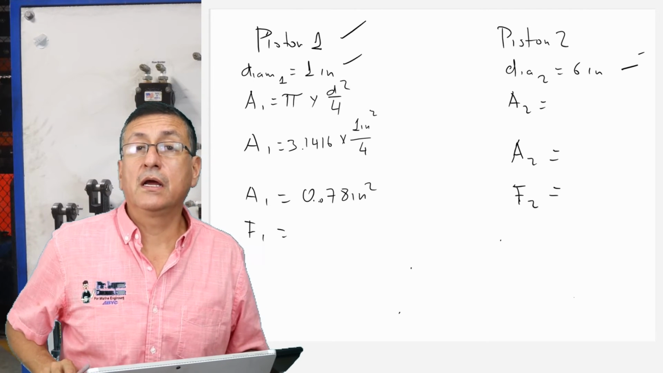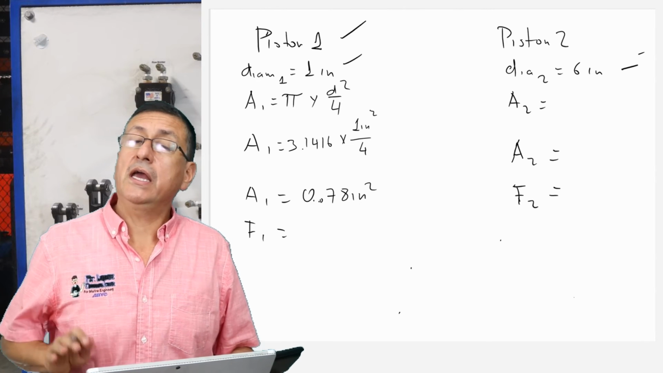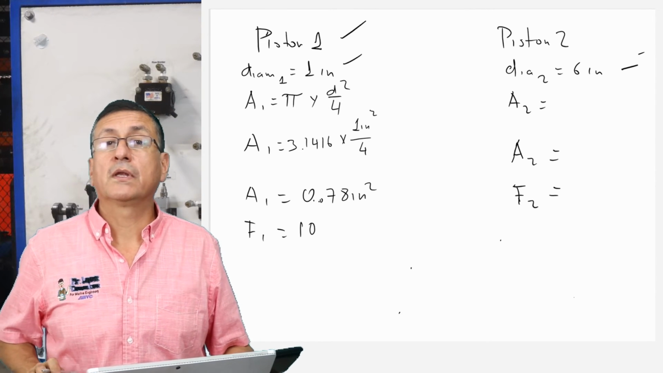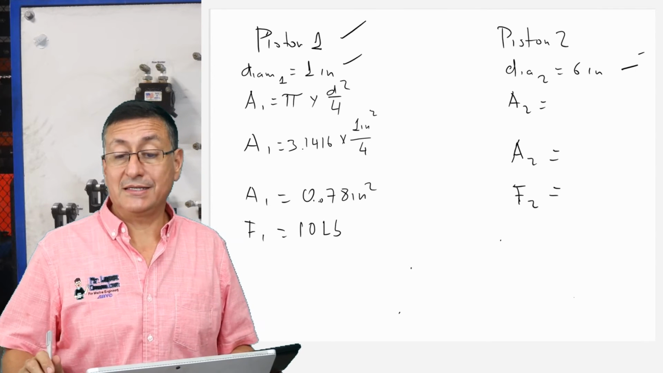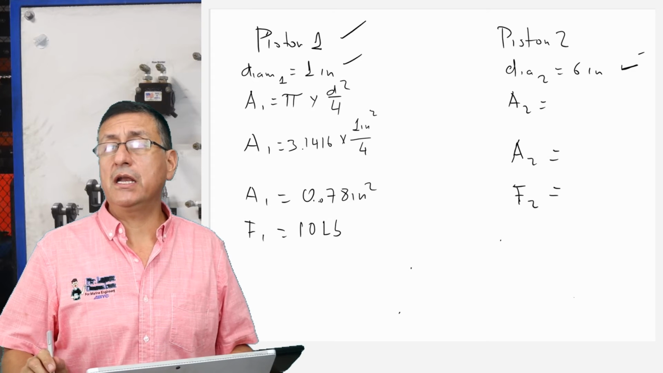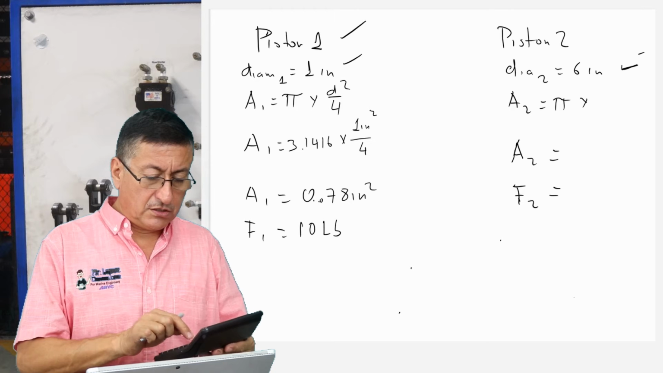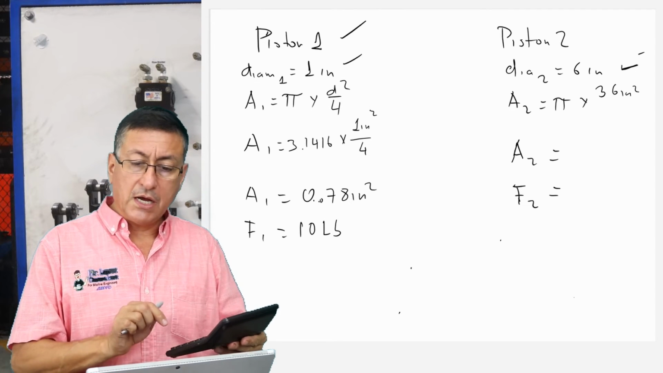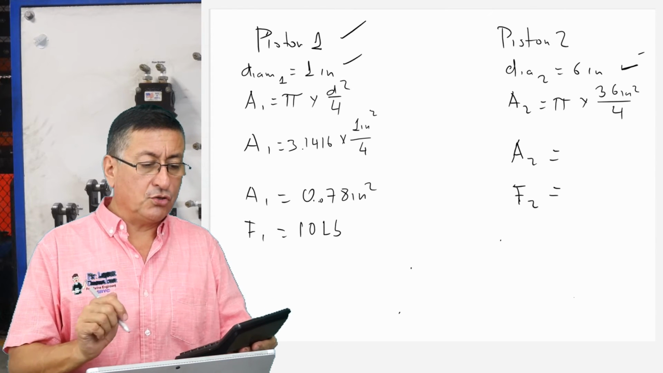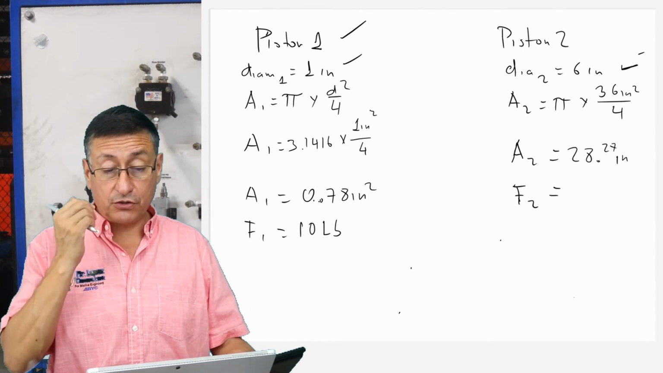And the force number 1, according with the question, is 10 pounds. Okay, the situation in piston number 2, they say that the diameter is 6 inches, and how much is the area? It is pi times the diameter squared divided by 4. Okay, it's 36 times 3.1416 divided by 4, which should be 28.27.